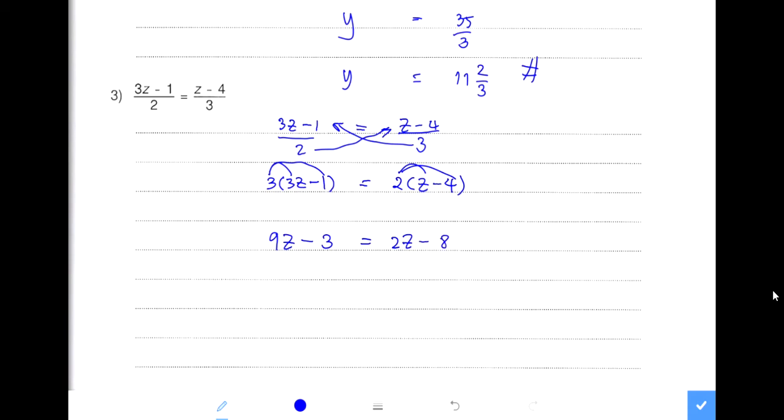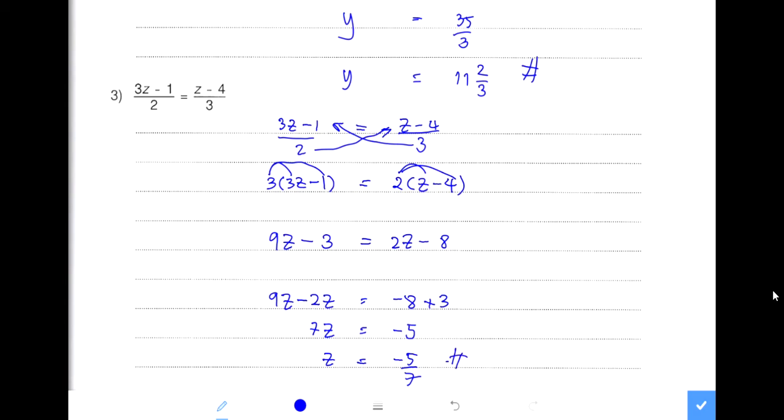Okay, next step. Move all the z's to the left, and move all the numbers to the right. So 3z minus 2z. This negative 3 changes to positive 3 on the other side. You have 7z, and the other side is negative 5. Right? So your z is negative 5 over 7.